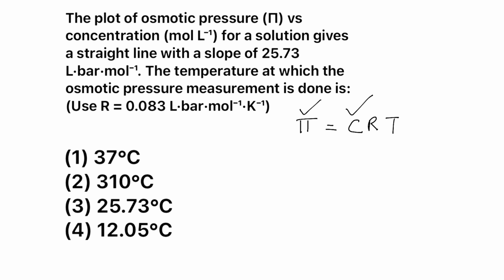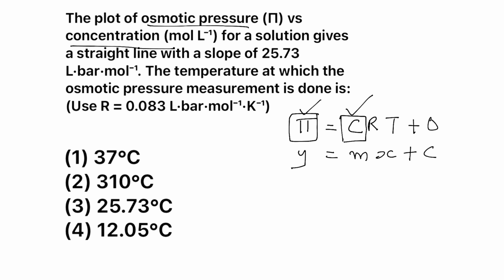Now we are plotting a graph between what and what? Osmotic pressure and concentration, molarity. So we are plotting a graph between pi and molarity, correct? So it is clear that you can compare this with the equation of a straight line. See, on the y-axis we have pi. On the x-axis you have C, concentration. What is your slope? Slope is m. What is that? RT. And what is the y-intercept? That is 0.